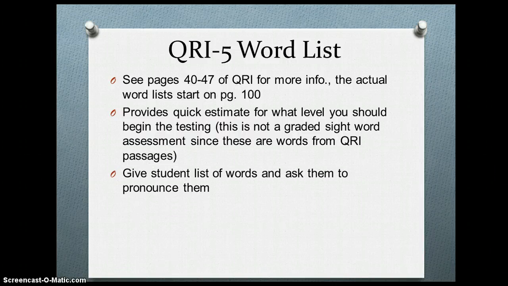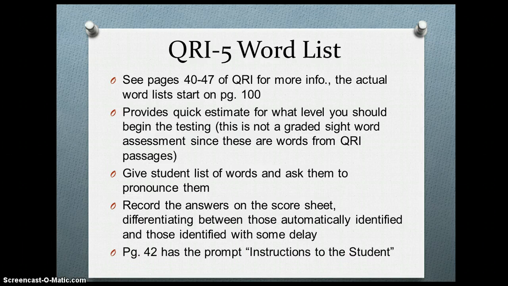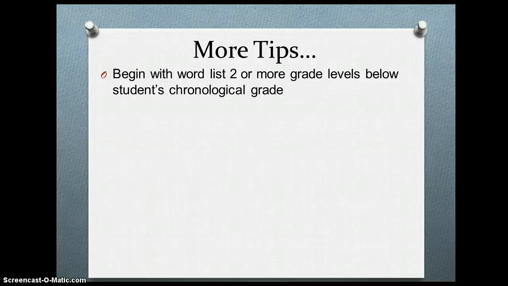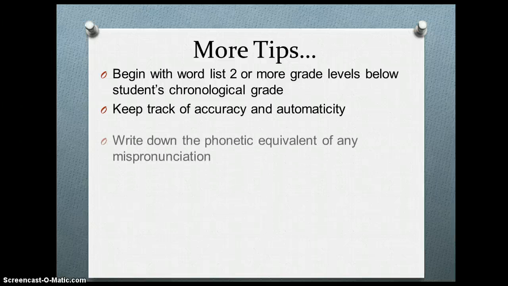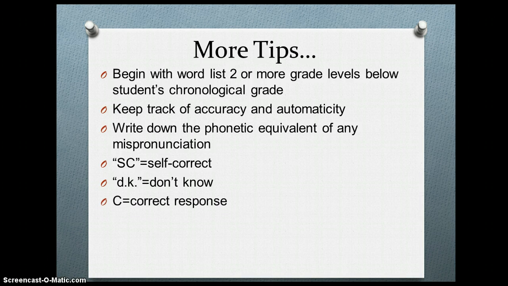So you give the student the list of words and you ask them to pronounce them. You record the answers on the score sheet, differentiating between those automatically identified in 1 second or less and those identified with some delay. Page 42 has the script for you to follow for instructions to the student. So begin with the word list 2 or more grade levels below their grade. Keep track of accuracy and automaticity. Write down the phonetic equivalent of any mispronunciation. You use SC to indicate self-correct, DK for don't know, and C for correct.